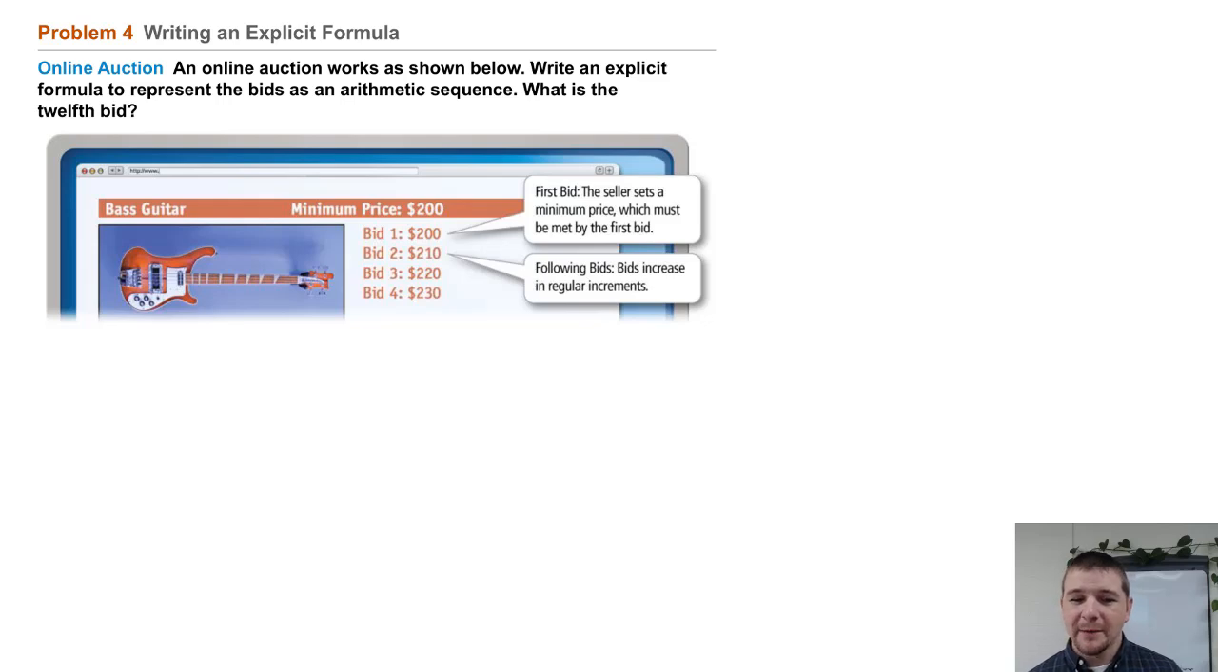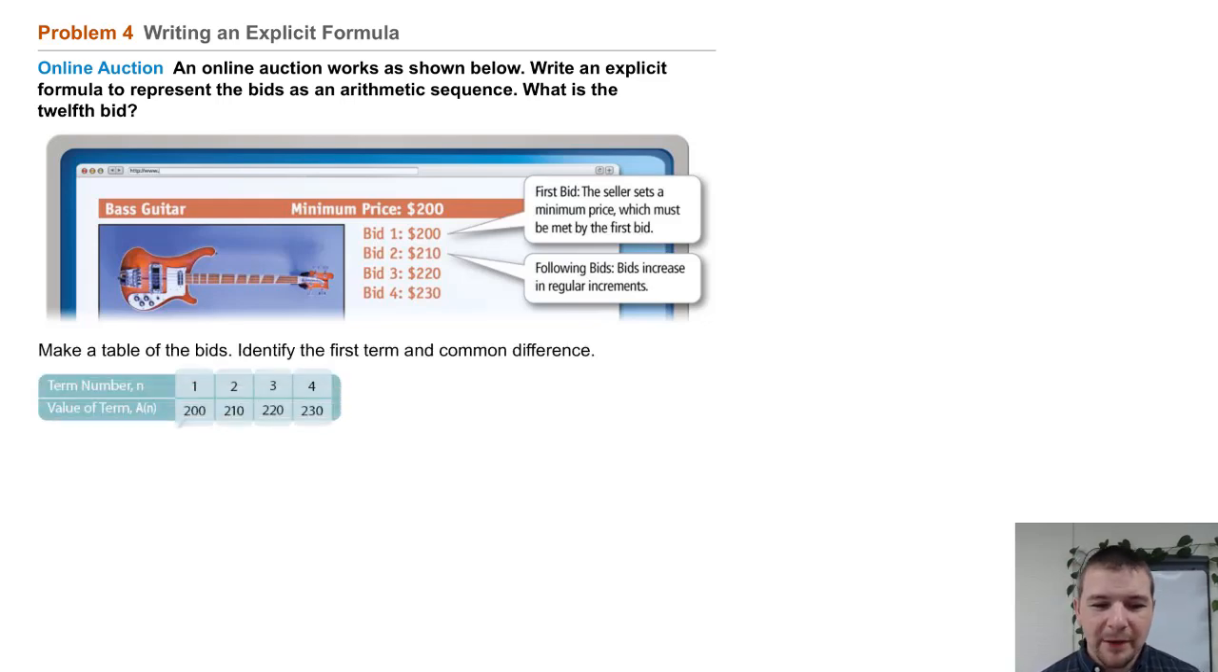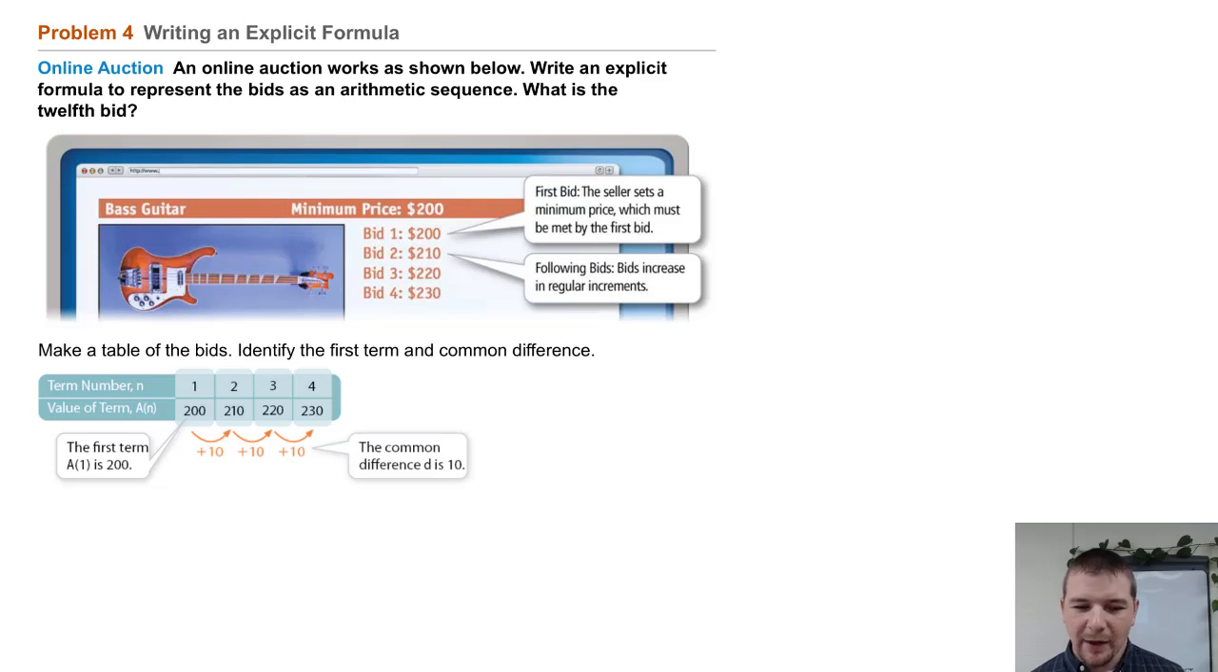So we can pick out a common difference, make a table of the bids, identify the first term and the common difference. So in the table we have the term numbers across the top row and the value of the term in the bottom row. First term, a of 1, is 200. Remember, that was the opening bid. And the common difference is 10. We'll call that d.